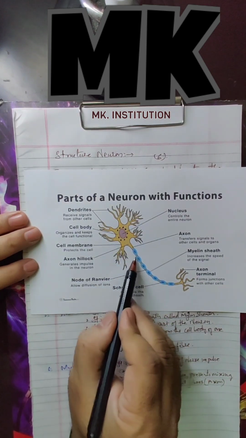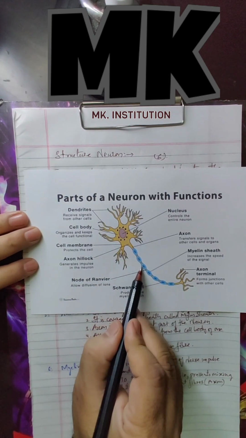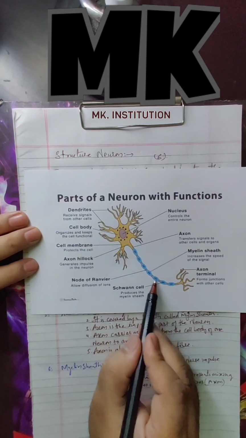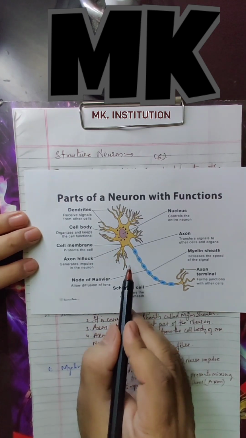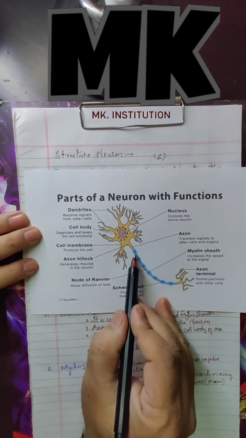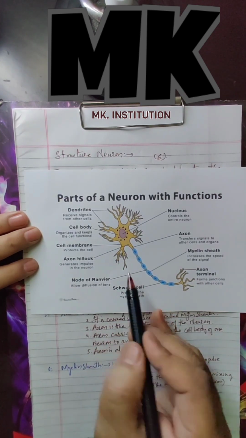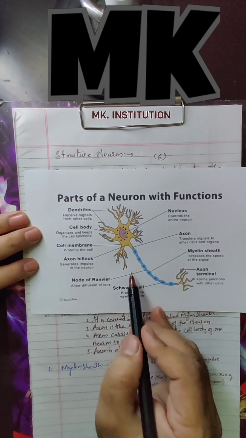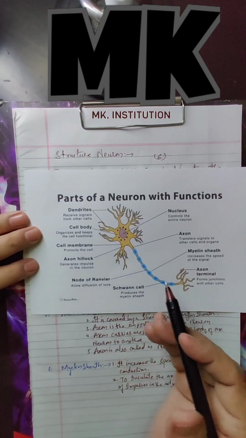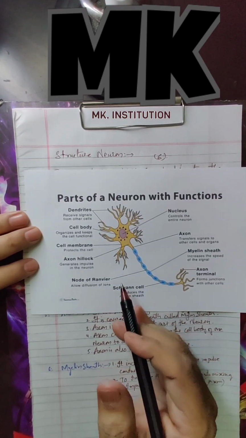If the neuron is covered with this myelin sheath, the blue color small round you are seeing, it is called myelin sheath. If the neuron is covered with myelin sheath, it is called myelinated neuron. Suppose if it is not covered with the myelin sheath, it is unmyelinated neuron. In brain we can find bundle of neurons, nearly millions of neurons are present in brain.